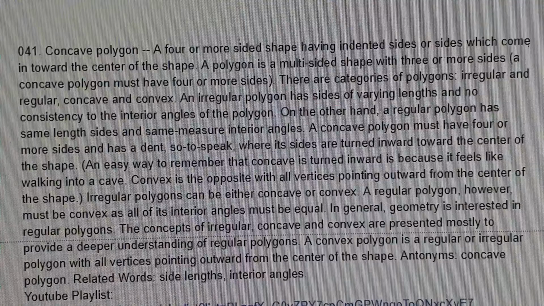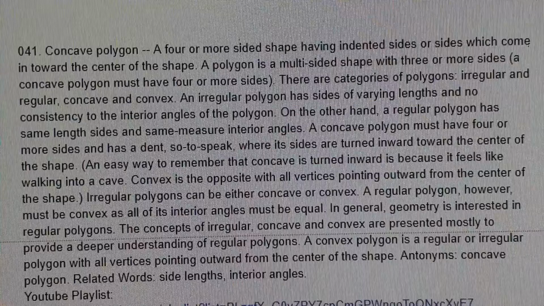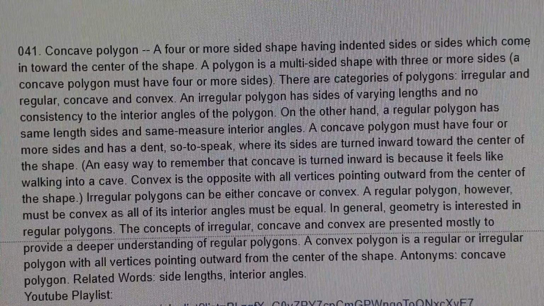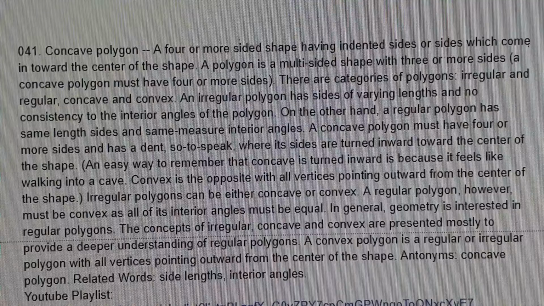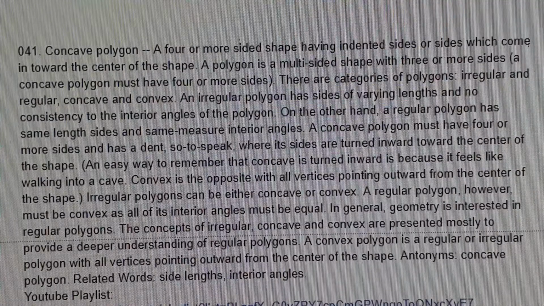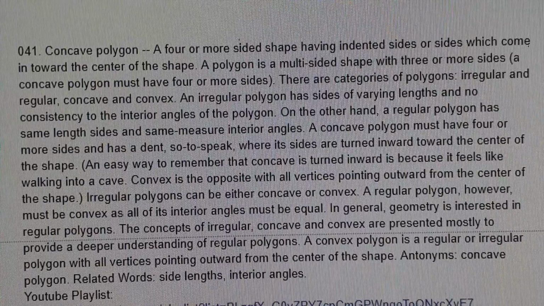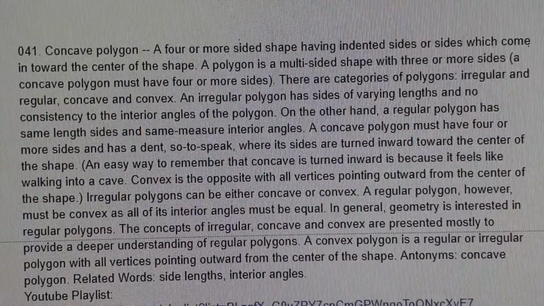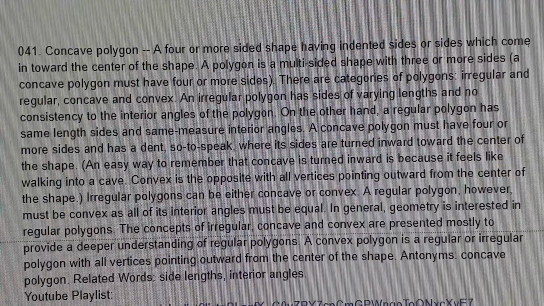There are categories of polygons: irregular and regular, concave and convex. An irregular polygon has sides of varying lengths and no consistency to the interior angles of the polygon. On the other hand, a regular polygon has same length sides and same measure interior angles.